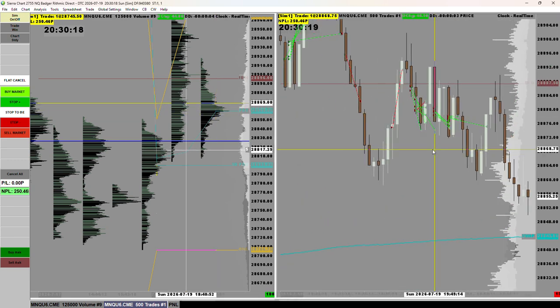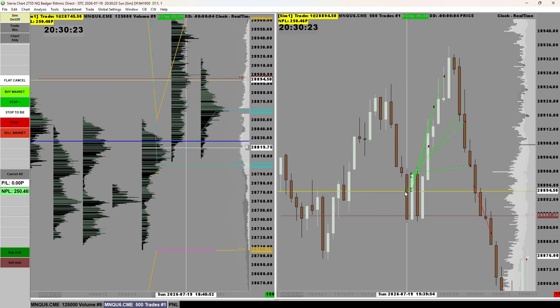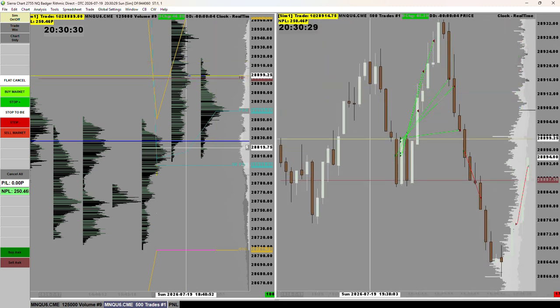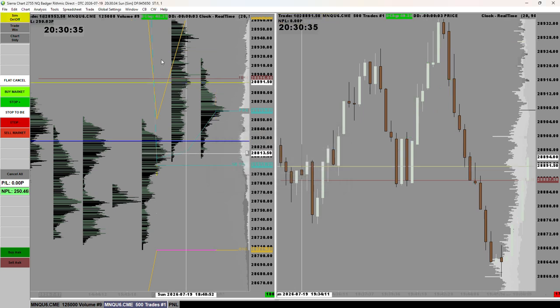All right. Entered here. This was adding to a winner. Boom, nailed it. Beautiful trade. All right, and then that's it. And then we're going to go over here and take a look at how I did on this other account.